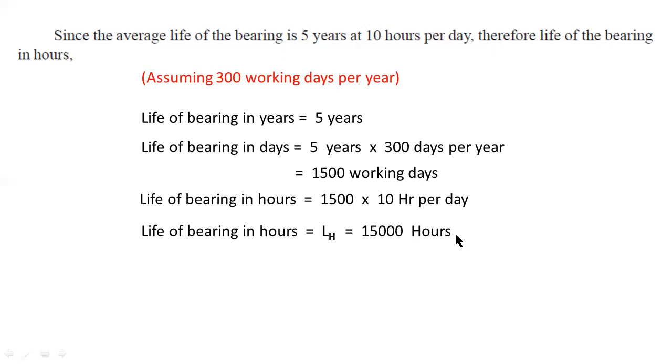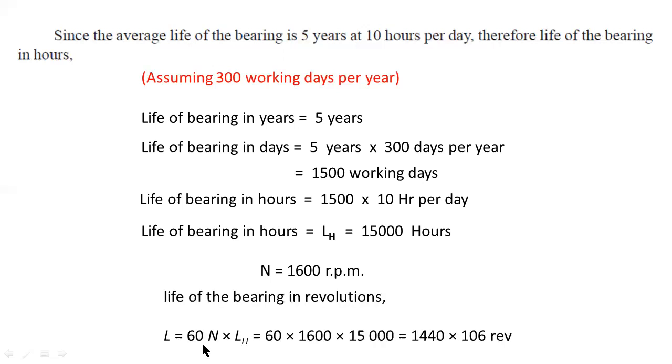Then after, you have to convert this life of bearing into revolutions. For converting this life into revolutions, you have to use the speed of the shaft, the revolutions per minute. For 1 minute, the shaft will rotate 1600 revolutions. So you have to use this value.